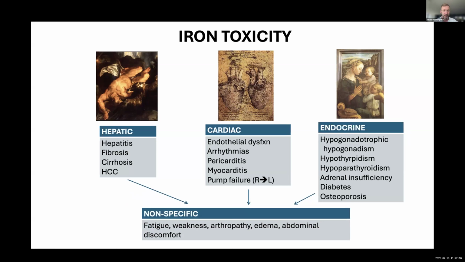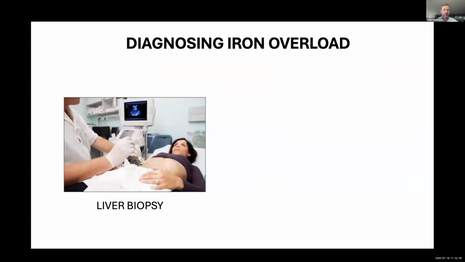So you can become fatigued for many reasons. You can have weakness or aching joints for many reasons. But we check for these things when you come into clinic. And we say, are you developing any of these symptoms? We look to see how the liver is doing, how the heart is doing, how the endocrine systems are doing. And we try to keep that iron overload under control.